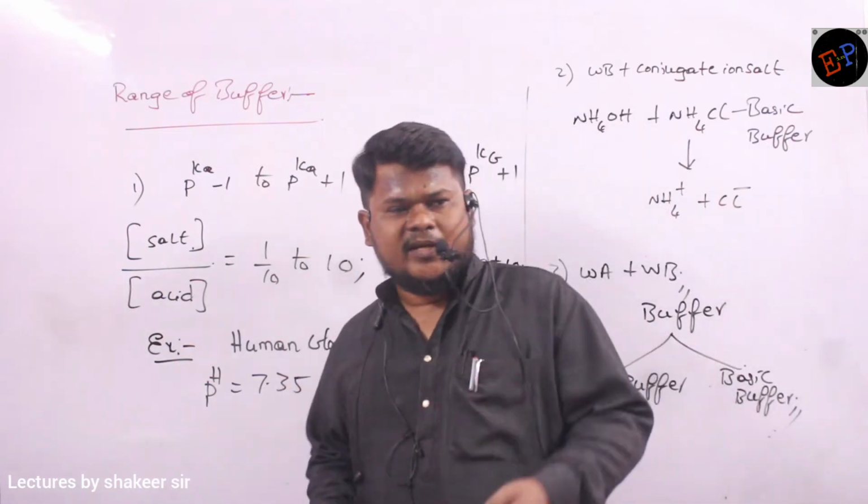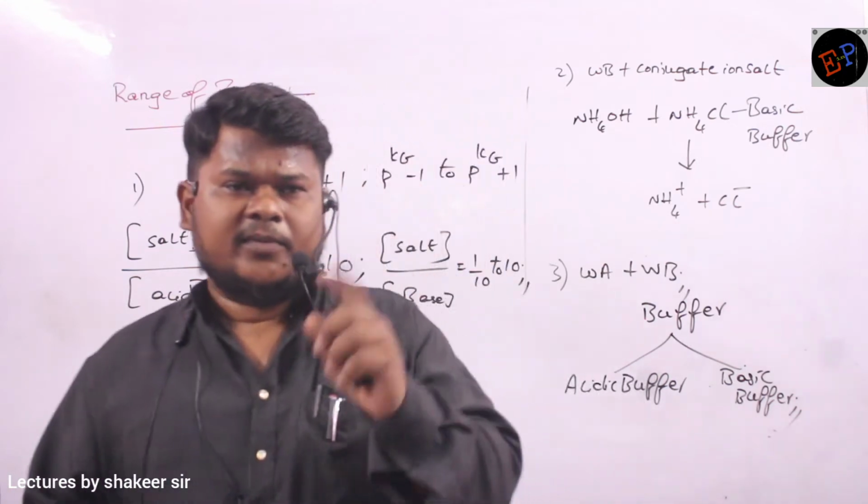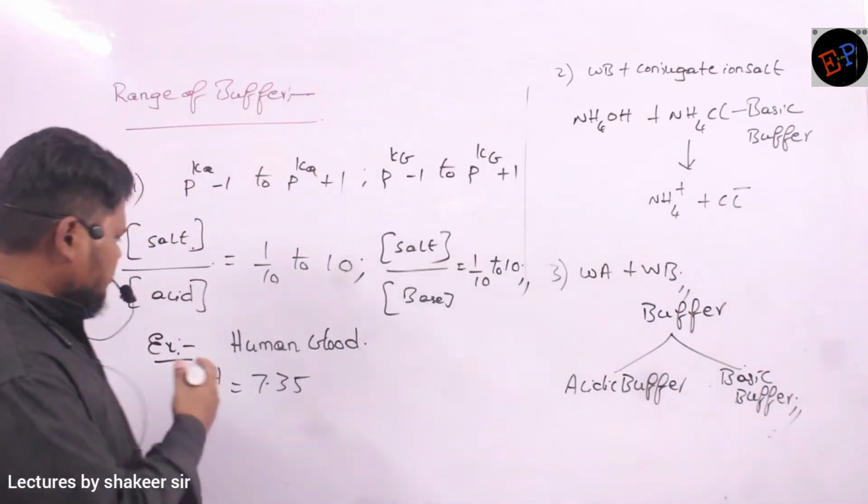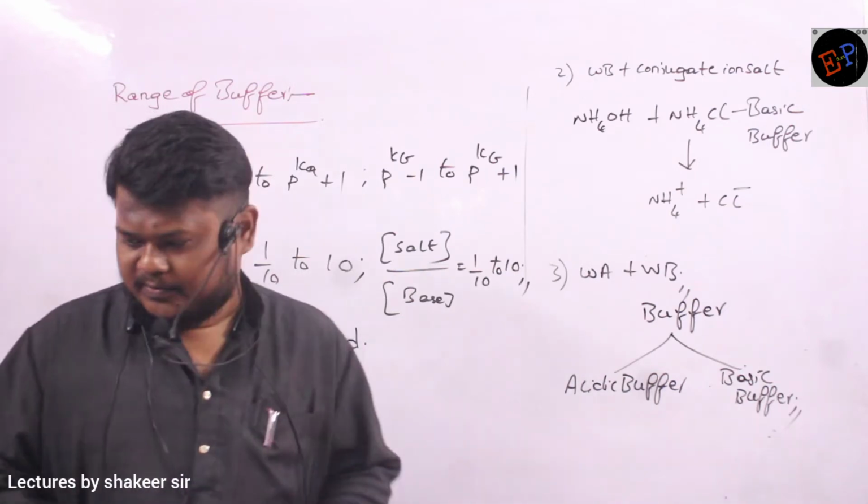So in many acidic reactions also, we need the pH to be maintained constant. Are you able to understand? So human blood is a very good example. Like that.